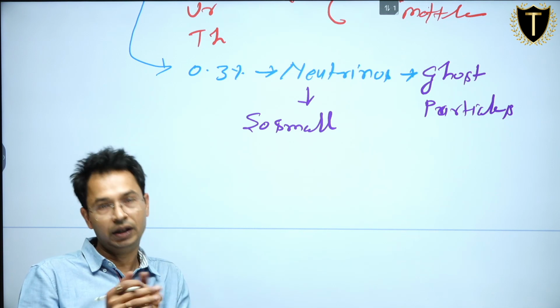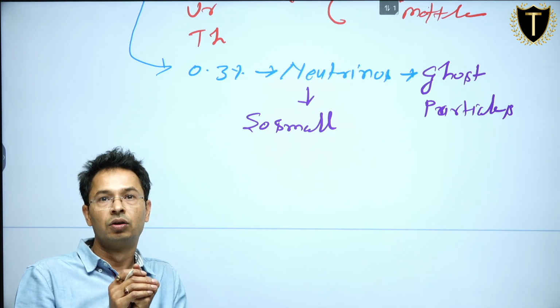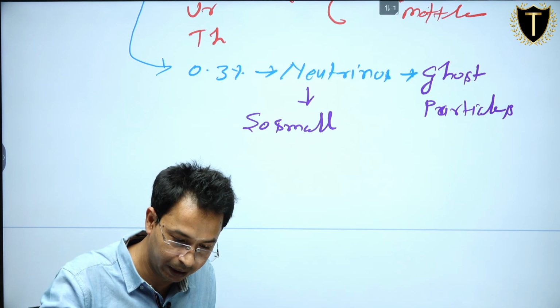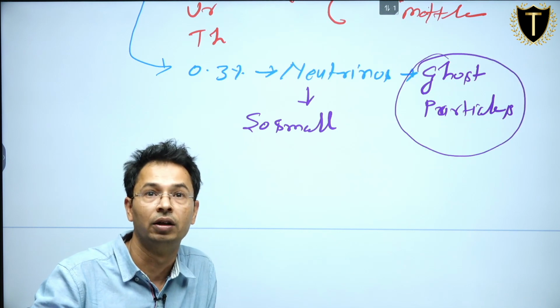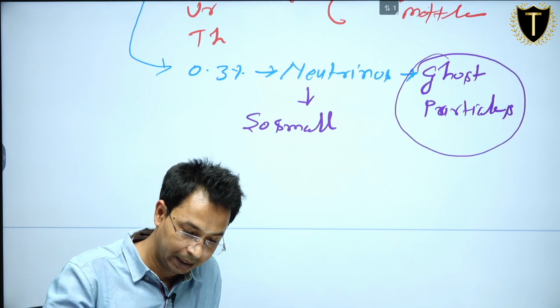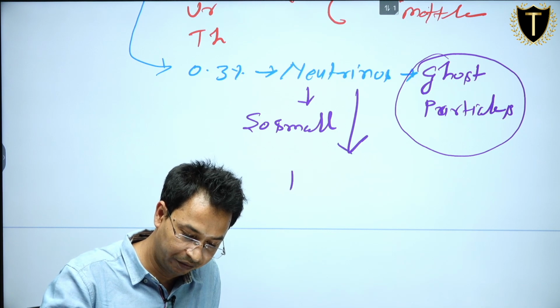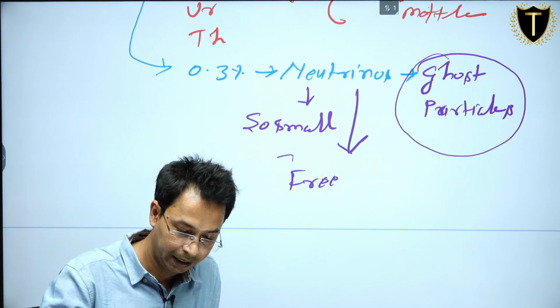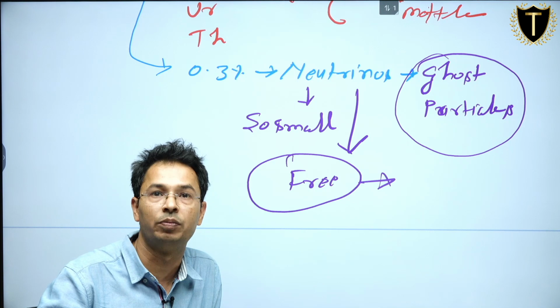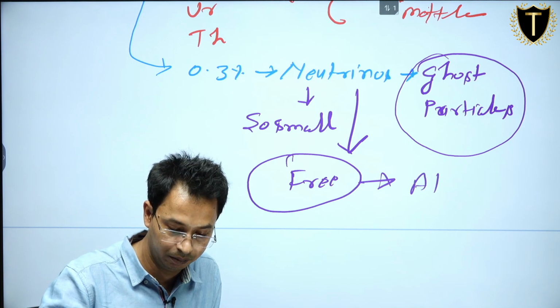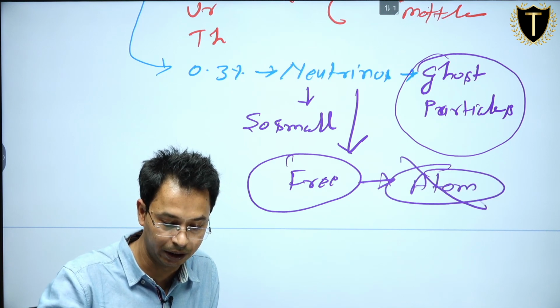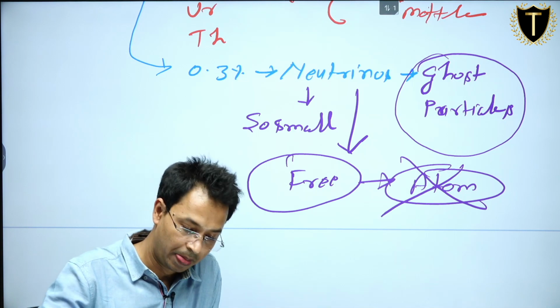That is why they call these neutrinos the ghostly particles, and they can be free. They can be independent. They do not participate in the making of the atom.